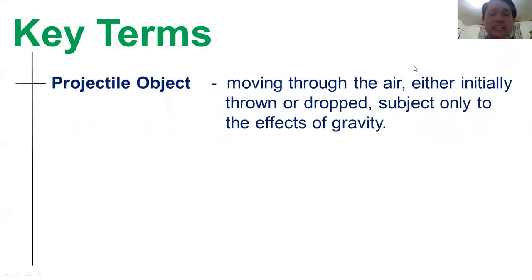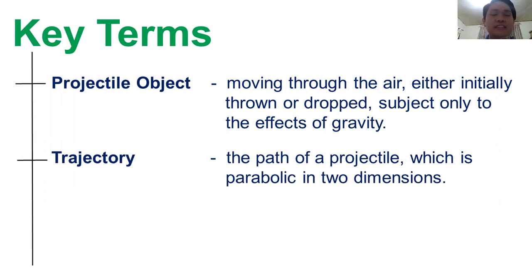The next key term that we have to be familiar with in this topic is the word trajectory. So what is trajectory, class? When we say trajectory, this is a path. This is the path of a projectile. Again, trajectory is the path of a projectile, which is parabolic in two dimensions.